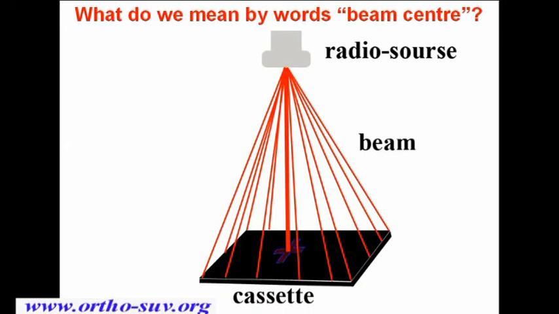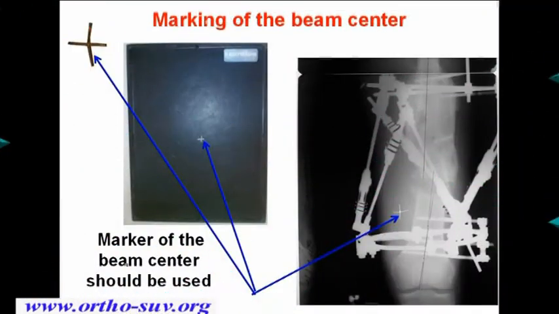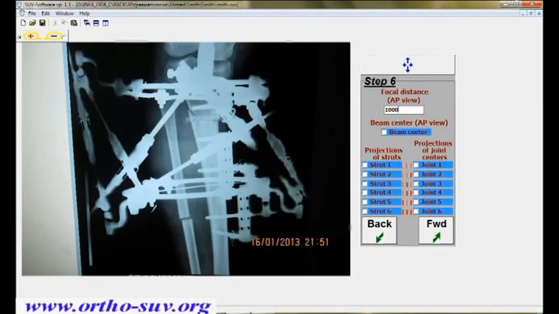What do we mean by the words beam center? Beam center is the center of the beam going from the radio source to the cassette. It is the center of the beam on the cassette. We can mark it by any subject, like you see on the screen while making X-ray films. It can be a subject of any shape, but it must be seen on the X-ray films.